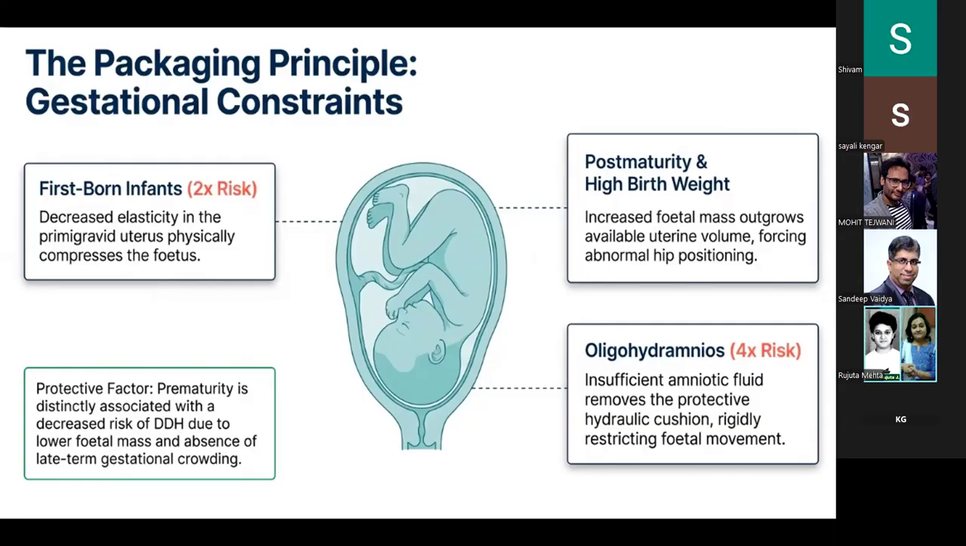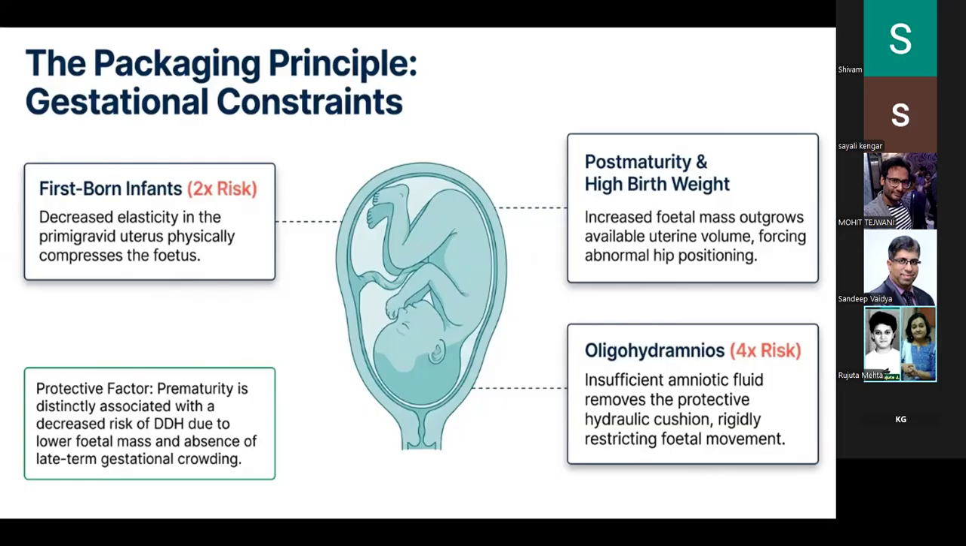This is a recent advancement. Post maturity and high birth weight are also associated with DDH, because increased fetal mass outgrows the available uterine volume, forcing abnormal hip positioning. Oligohydramnios, because of insufficient space, insufficient amniotic fluid removes the protective hydraulic cushion, which restricts fetal movement.